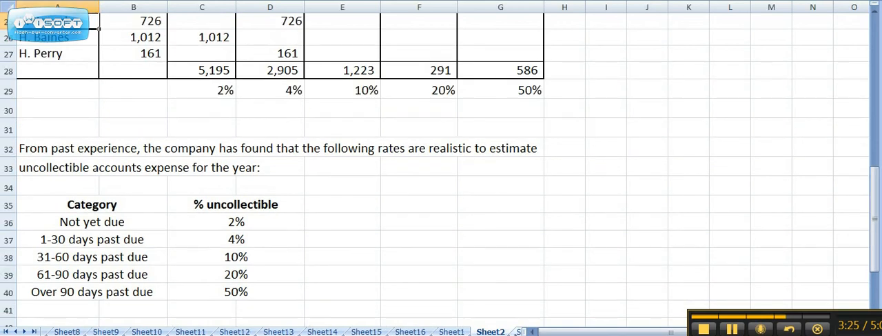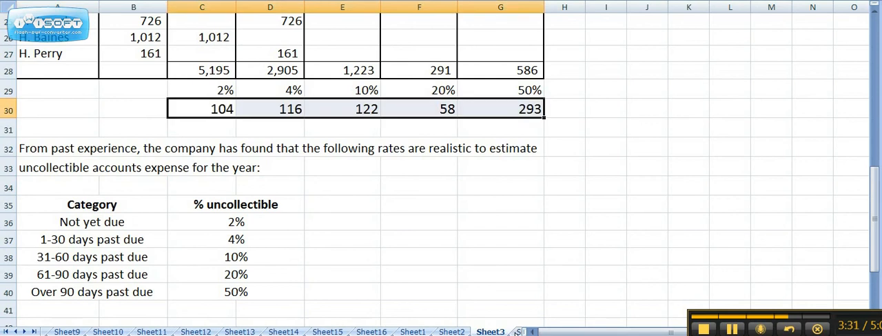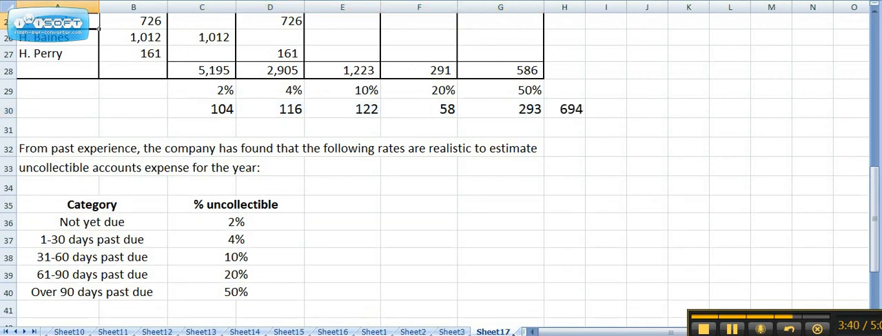So for each of the categories then, we'll multiply the total by the percentage. And then when we get those answers, we can see the amount that we don't think we're going to collect for each category. We'll then add them all up, and that comes to 694. So we think 694 of our accounts receivable of 10,200 will not be collected. And so we want to show the 694 as our ending balance in the allowance for doubtful accounts.